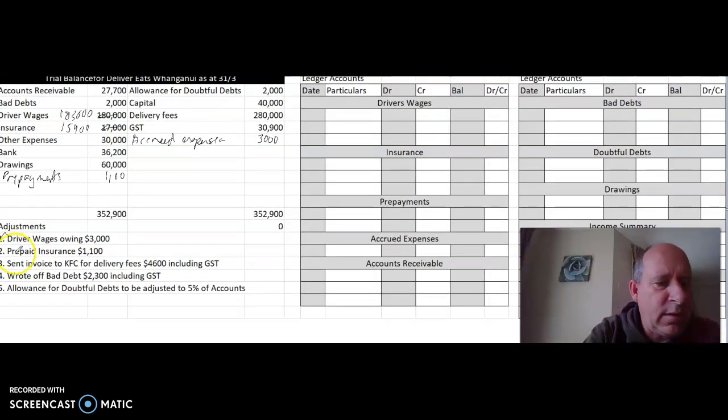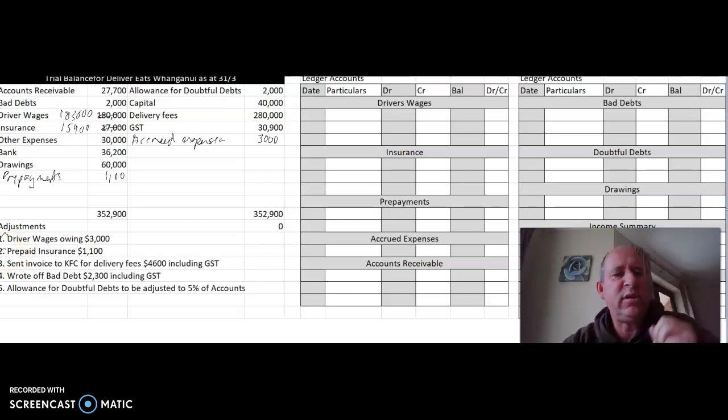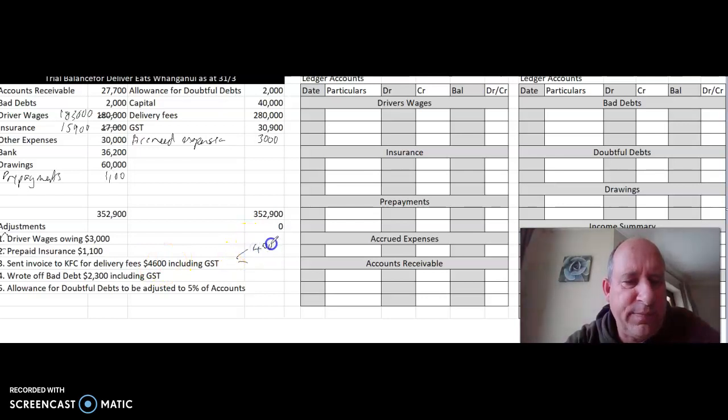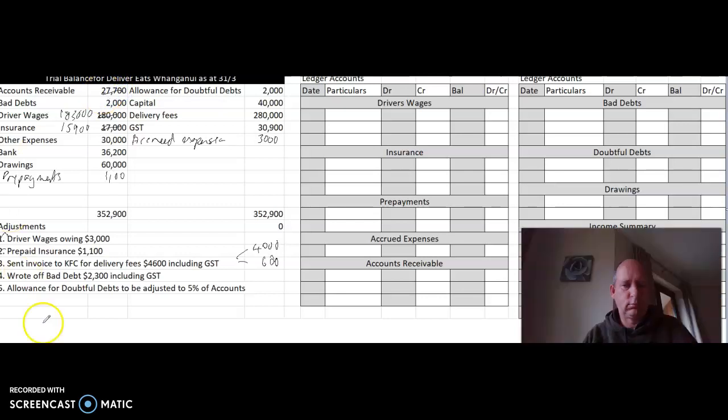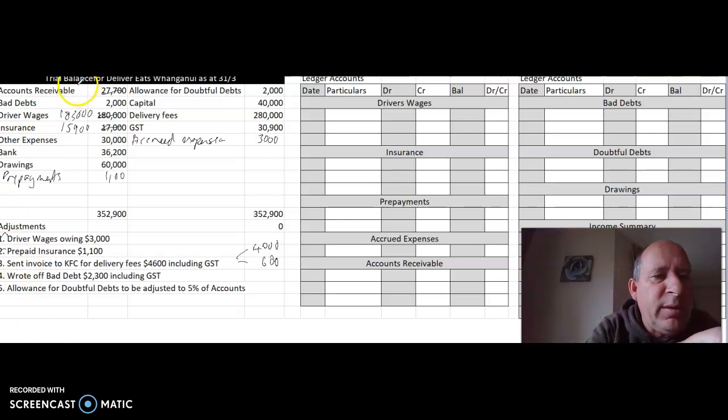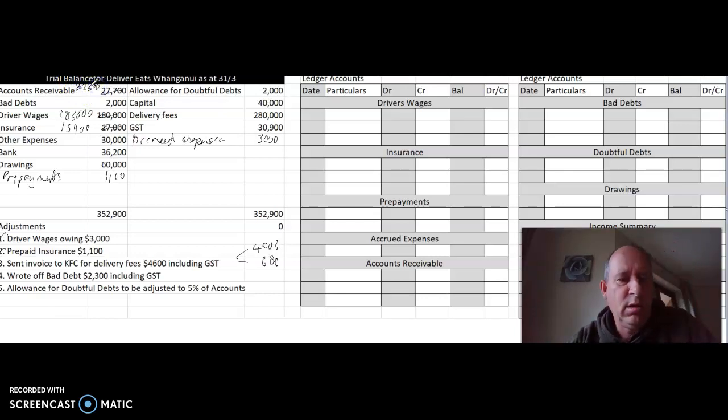Alright, and then third one, send invoice to KFC for delivery fees. So this business is delivering. So KFC 4,600 including GST. The first thing you're going to do is find the GST component and the non-GST. So that 4,600, we're going to add that to accounts receivable. Okay, and my calculator says 32,300. Just write it small here because there are 2 adjustments to do to accounts receivable.